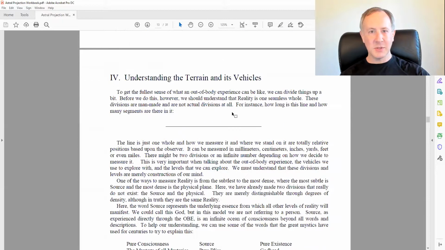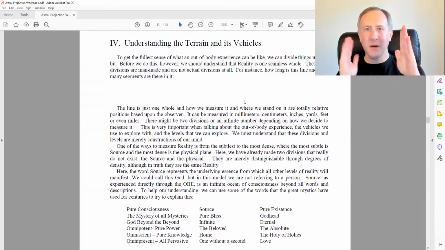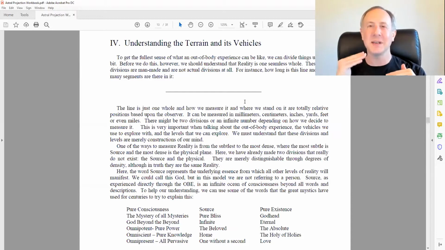So we're on page 13 of the manual right now, chapter 4, understanding the train and its vehicles. All right, so here there's this line. And the paragraph talks about how long is the line? How many millimeters is it? How many centimeters? How many inches? How many feet? How many miles? You say, well, it's not miles long. Well, it is. It's like 0.01 mile or whatever. The point is, in between here and here, how far is it? In between where we are and God, how far is it?